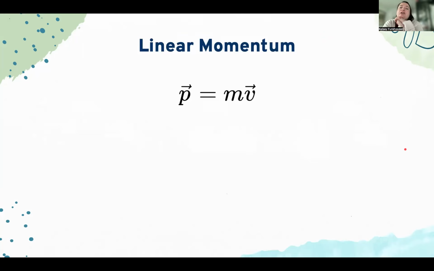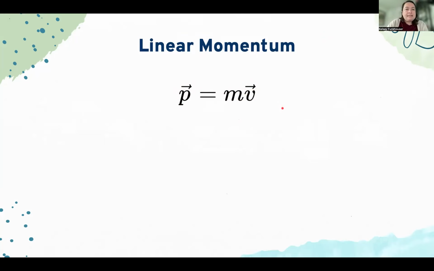We use linear momentum to describe the motion in a collision. Momentum is given by a lowercase p, and it is mass times the velocity. Momentum, as you can see, is also a vector, and it is a vector that points in the same direction as the velocity.